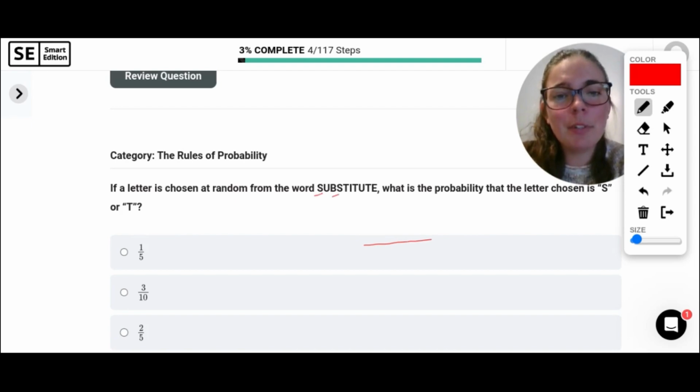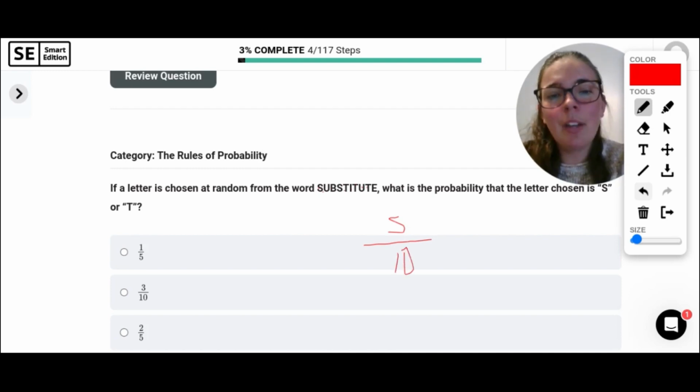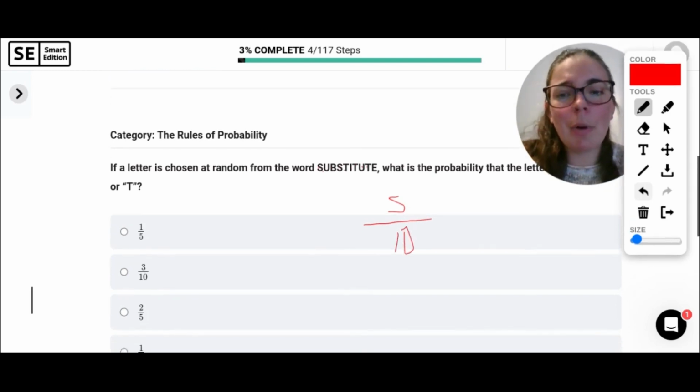So that's 1, 2, 3, 4, 5 of those letters fit that desired outcome. So 5 out of the total number of letters, the total outcome. So 1, 2, 3, 4, 5, 6, 7, 8, 9, 10. So 5 out of 10 would be the probability.